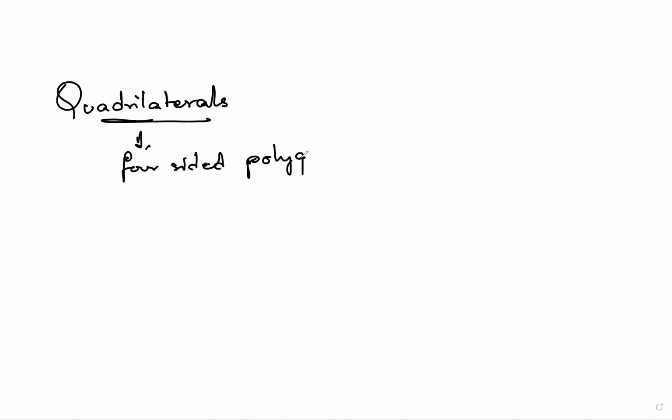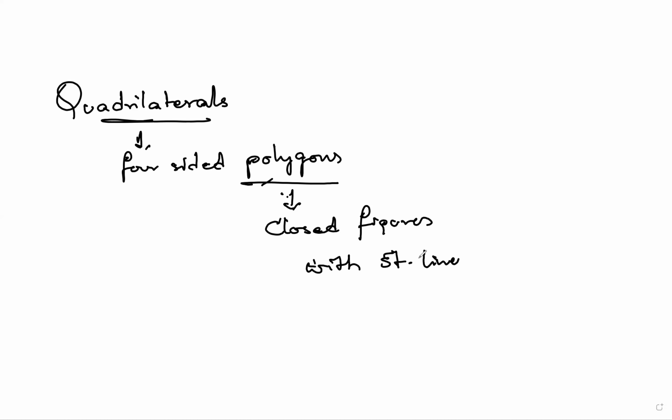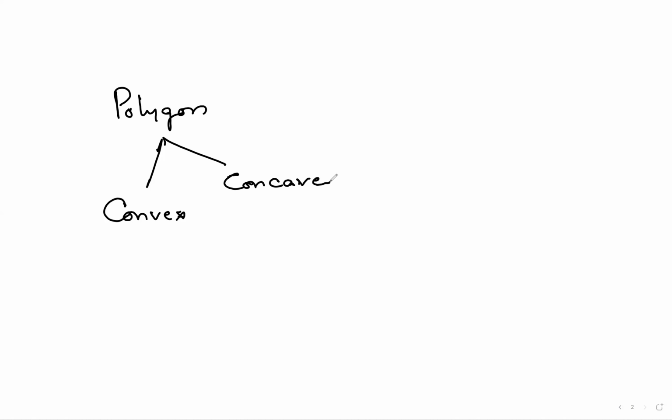So what are polygons, my dear students? Polygons are closed figures with straight lines. So these are called quadrilaterals. Now, polygons are of two types: one is convex polygon and another one is concave polygon. Before going to that, let us see the concept of diagonal.